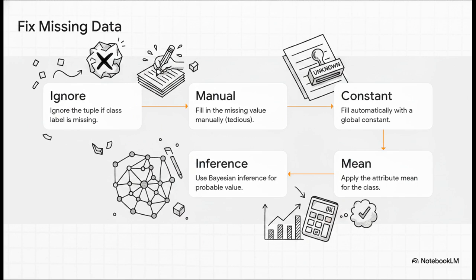Third, the AI can insert a global constant, just dropping in the word unknown. Fourth, it can mathematically average it out by applying the attribute mean. Or fifth, and this is by far the smartest method, it can use inference. It leans on Bayesian probability to actually guess the most likely missing value based on every other piece of data it has on that person.